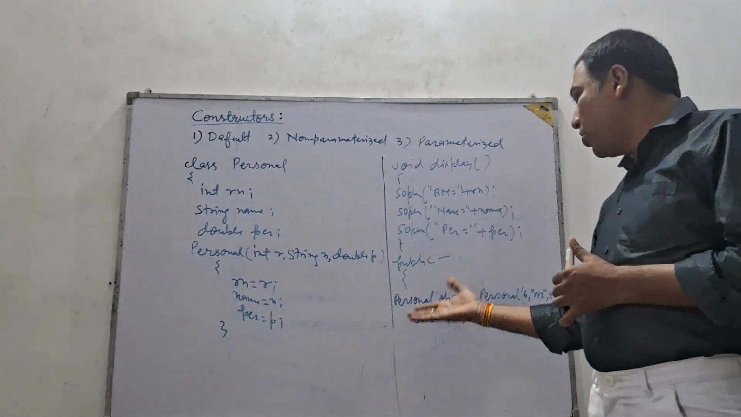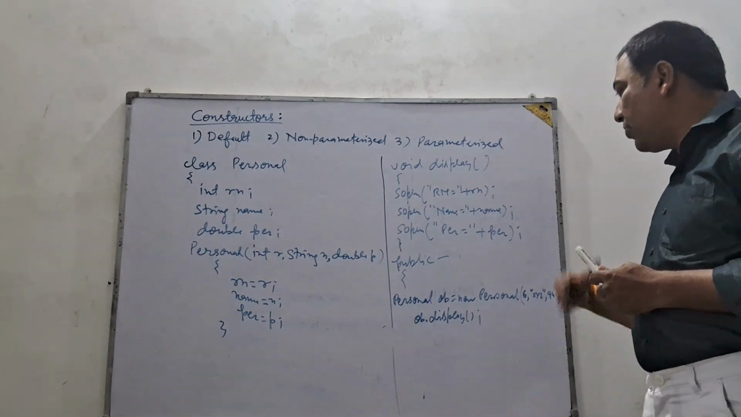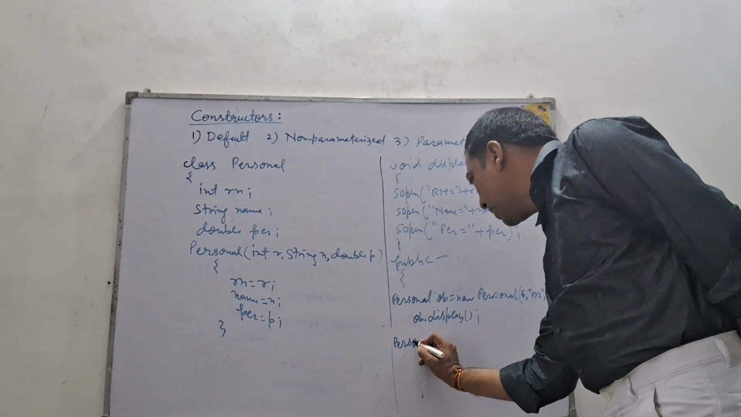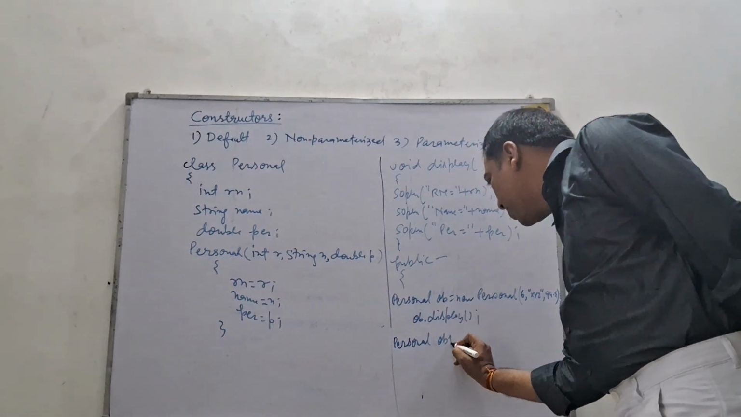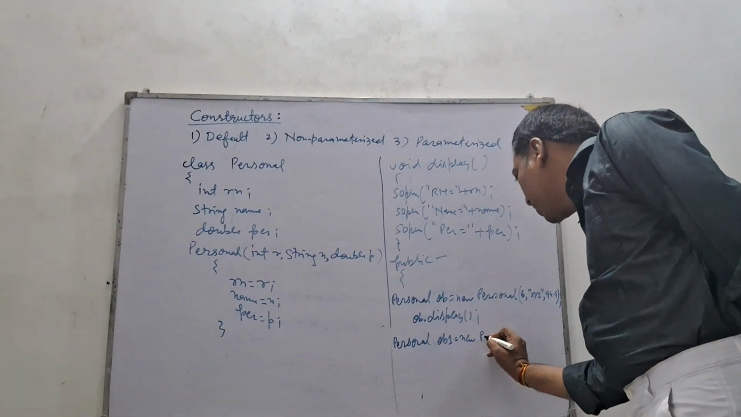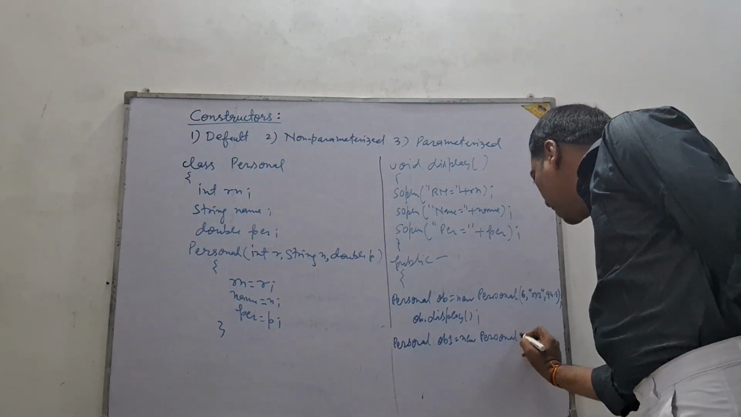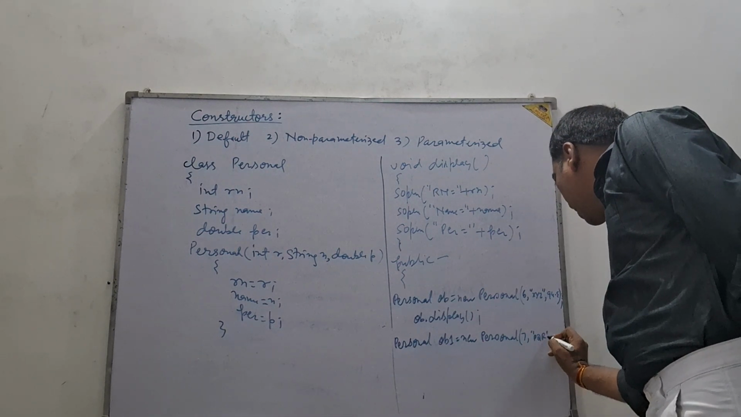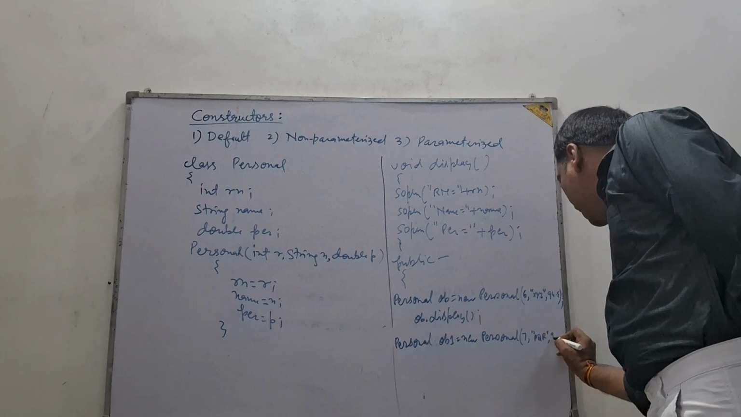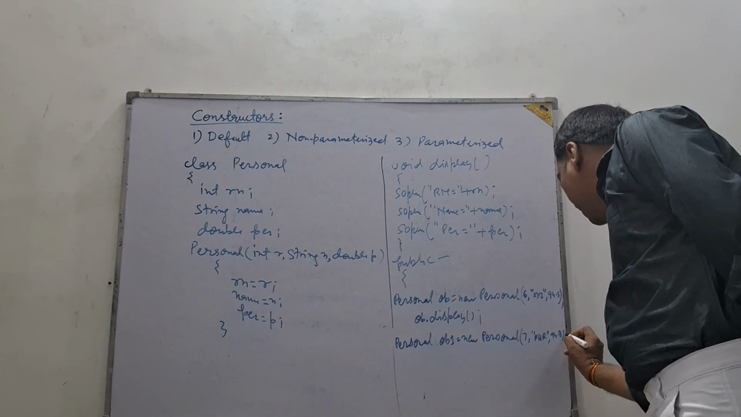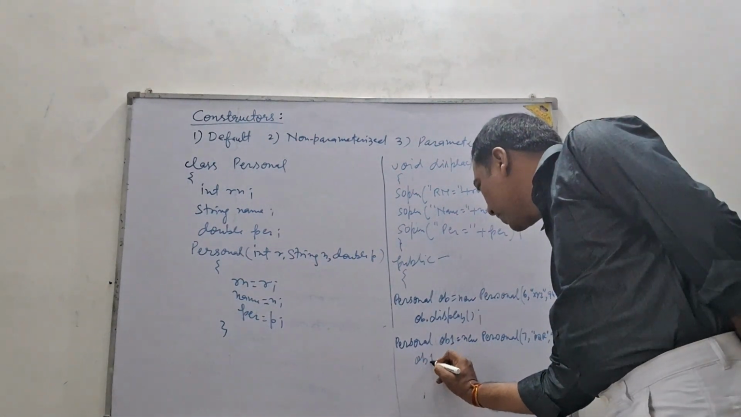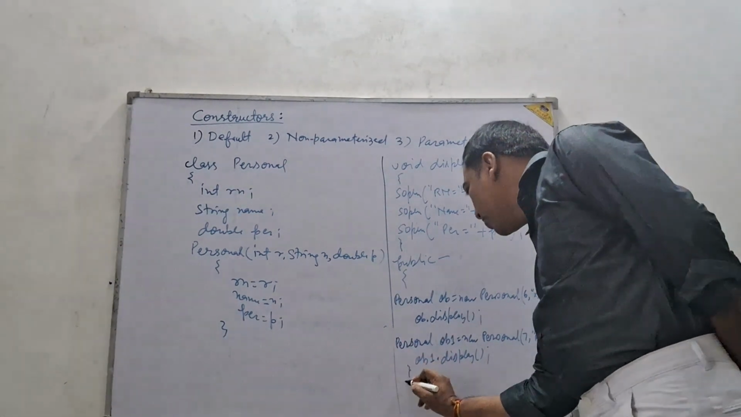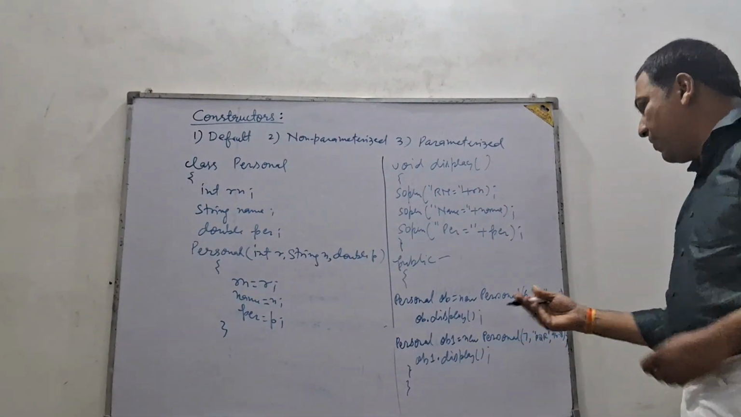But if here you are making two or more objects, for every object you can have a different set of values. For example, if I make one more object, personal ob1 is equal to new personal. Suppose here I write 7, PQR and 94.8, ob2.display. In this way, you can see the second object is having a different set of values.